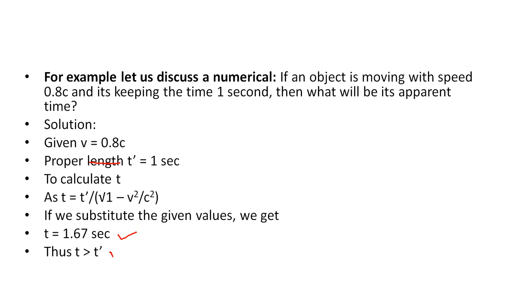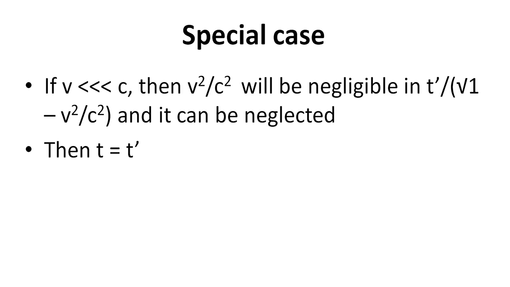Thus, t is greater than t dash. So t dash was 1 second, now t equals 1.67. Now, value wise the time becomes more, but the value becoming more means the time becomes slower. So, this is the meaning of time dilation. Now, special case: if v is very much less than c, then v square by c square will be negligible and can be neglected. So t equals t dash, and there will not be any time dilation. That is the case in our daily life.